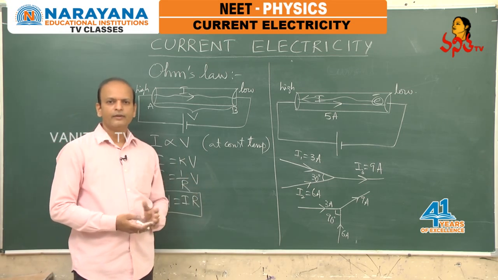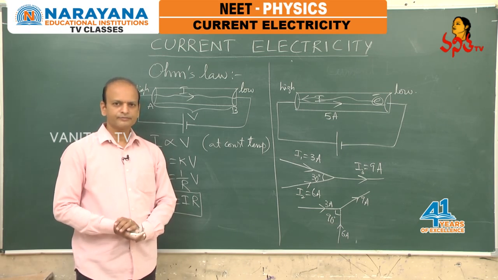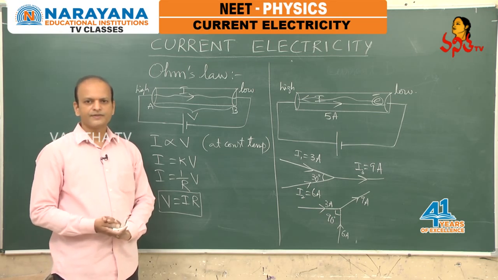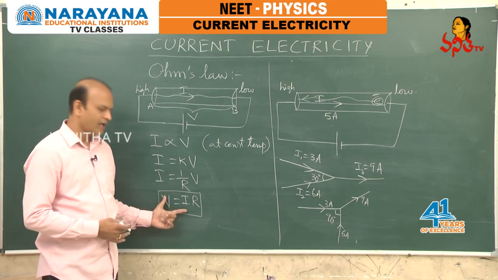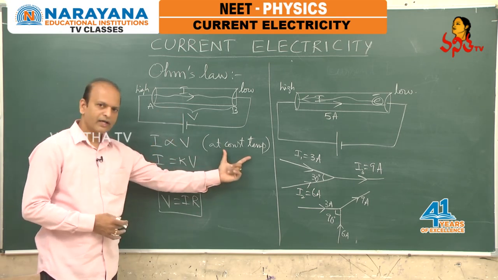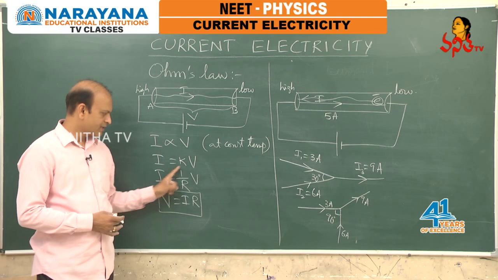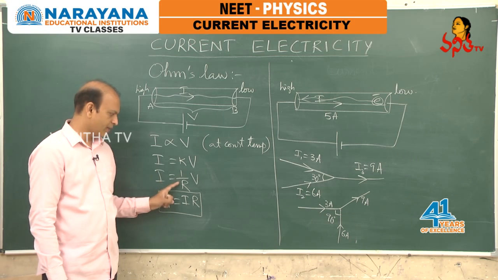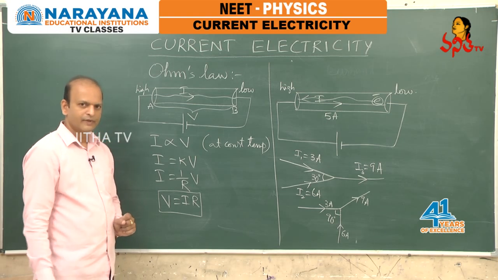Some more points regarding Ohm's law we will continue in the coming session. Up to here we have seen today what Ohm's law is, its equation, and under what condition it is applied. The proportionality constant is important, and we are going to discuss it in the coming class. That is, the proportionality constant is 1 by R, therefore V can be written as I into R.